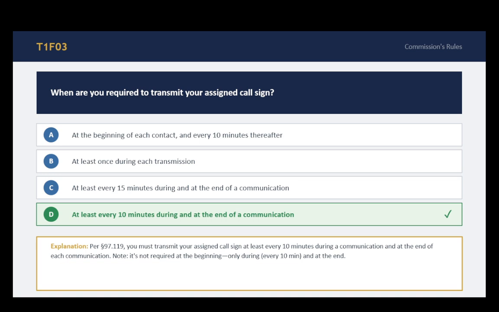When are you required to transmit your assigned call sign? D. At least every 10 minutes during and at the end of a communication. Per 97.119, you must transmit your call sign at least every 10 minutes during a communication and at the end of each communication. Note, it is not required at the beginning, only during every 10 minutes and at the end.